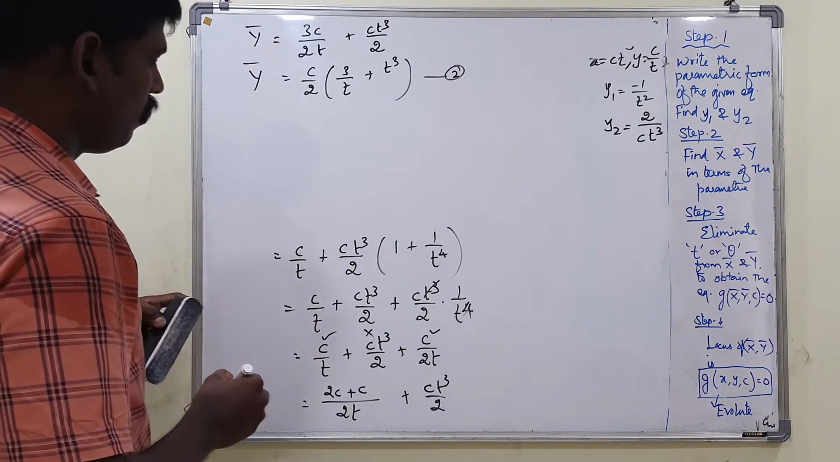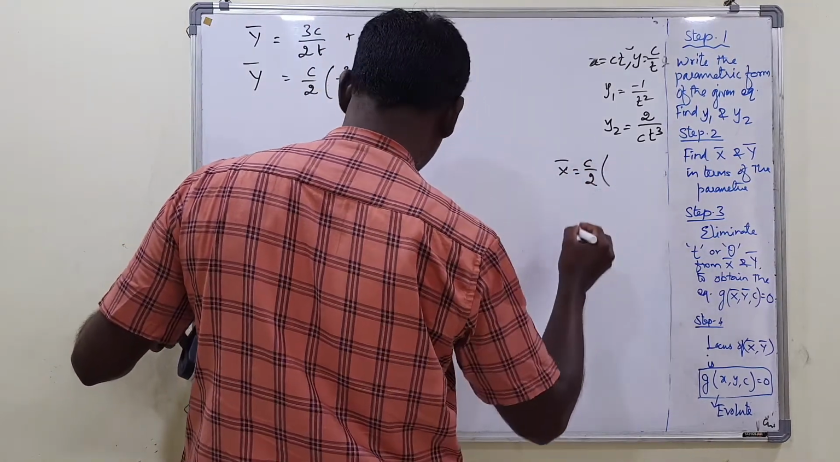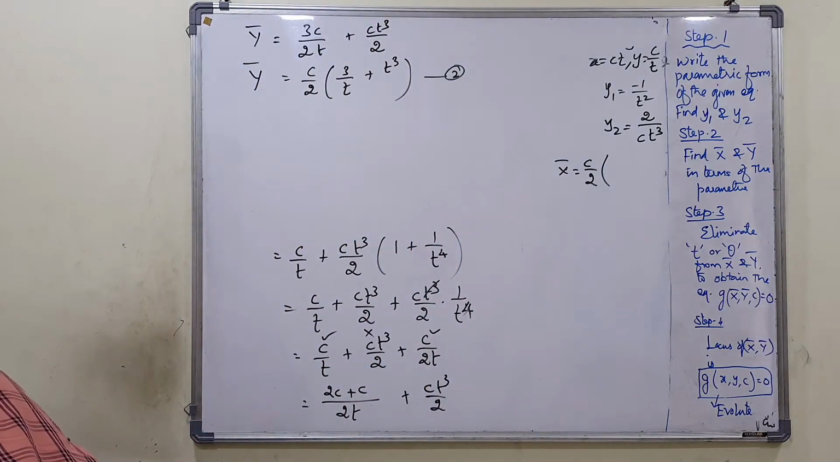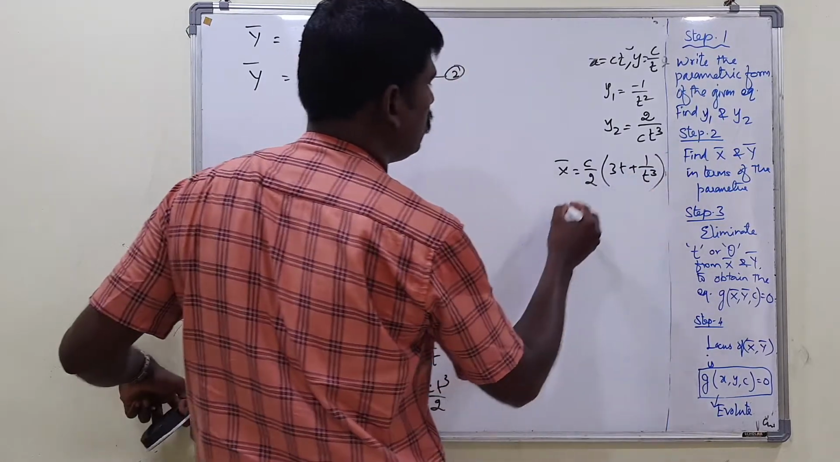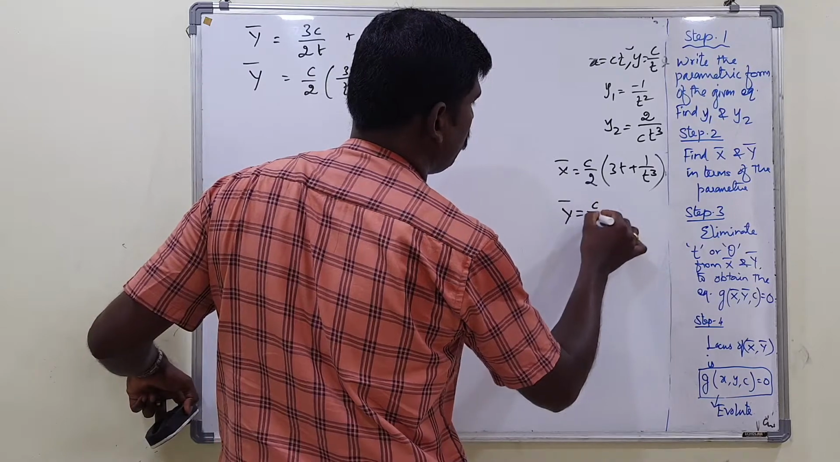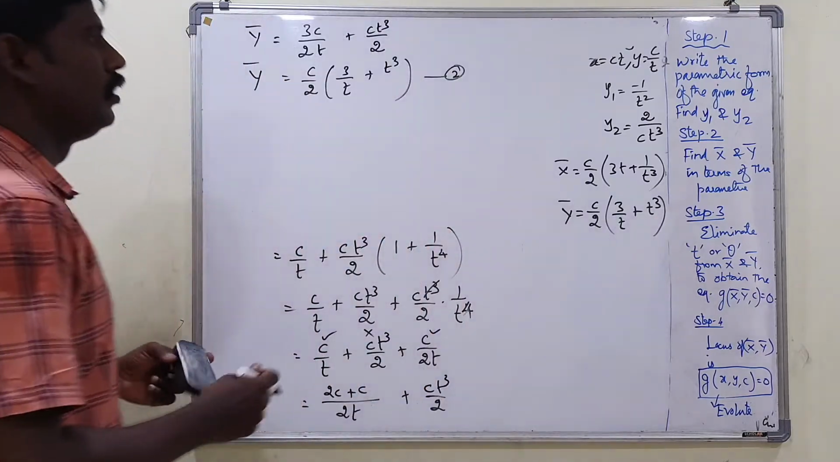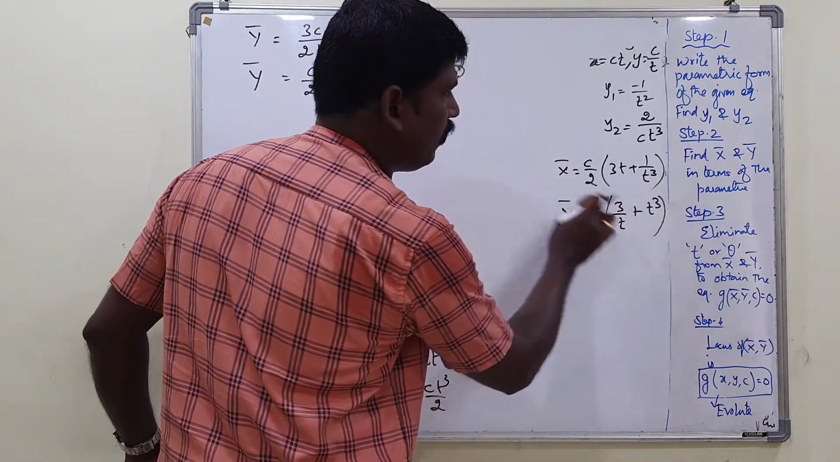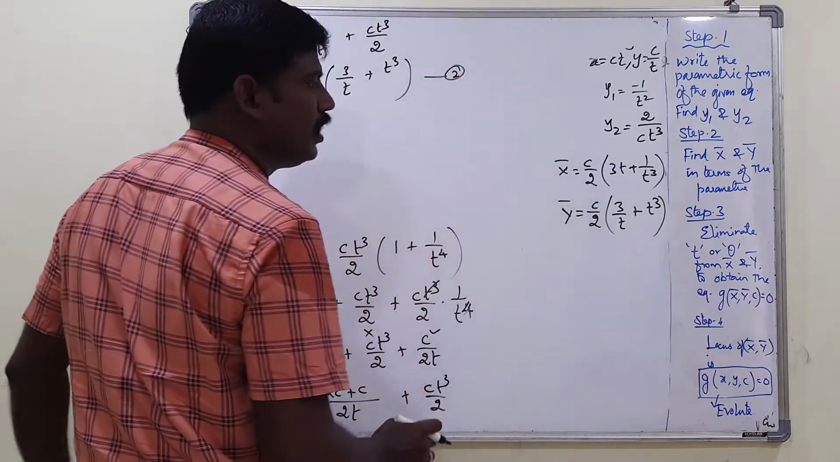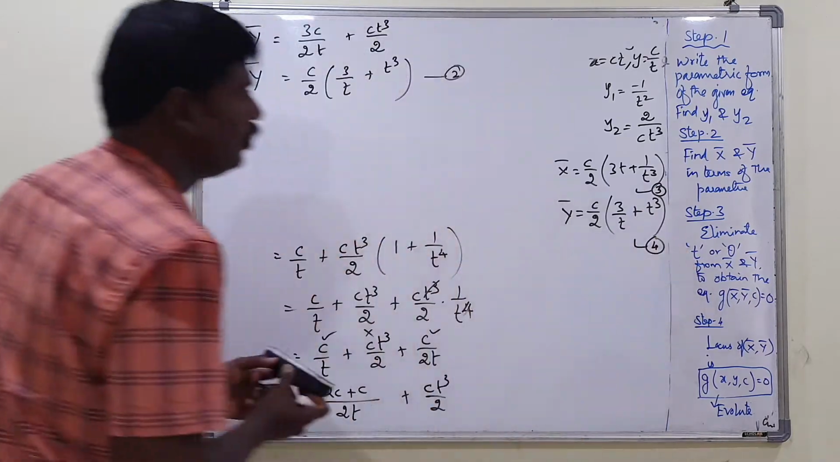Right? What is x bar? I found x bar is c by 2 into 3t plus 1 by t cube. This is the value of x bar. And then what is the value of y bar? I found c by 2 into 3 by t plus t cube. I found x bar and y bar in terms of the parameter t. Now I am going to eliminate this t from x bar and y bar to get the equation g of x bar, y bar, c equal to 0. Now I call it equation number 3 and this is equation number 4.